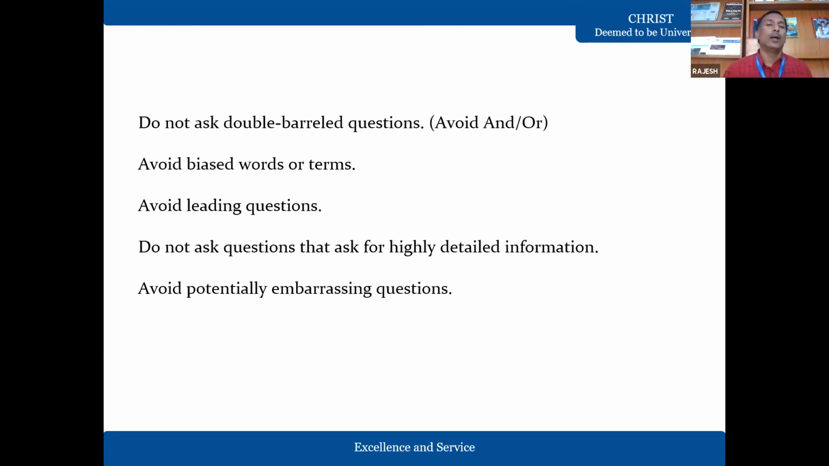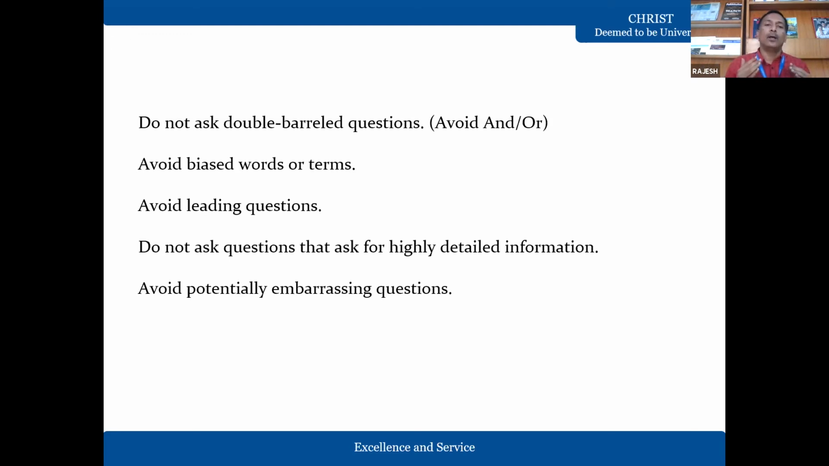And avoid potentially embarrassing questions, as the student asked. So income related questions. No one will be willing to reveal their incomes straight away. So always give brackets. Even for age group, some people may not be willing to reveal their ages, so give 20 to 25, 25 to 30. For income, 1 lakh to 2 lakh, 2 lakh to 5 lakh, 5 lakh to 10 lakh, 10 lakh to 15 lakh, or more than 15 lakhs.